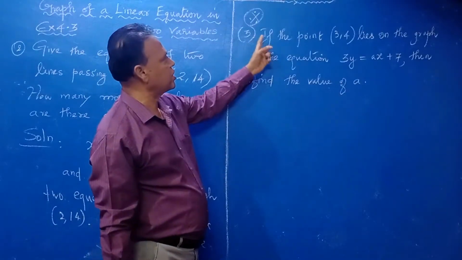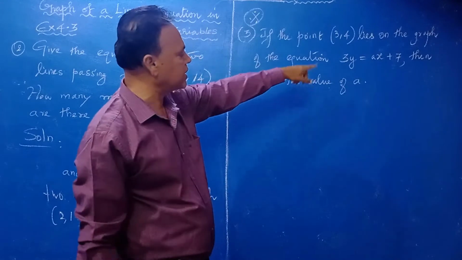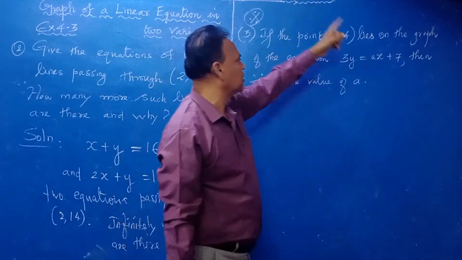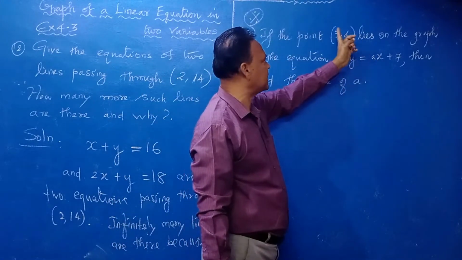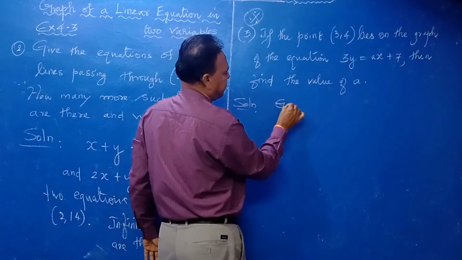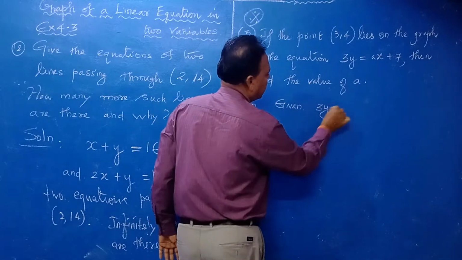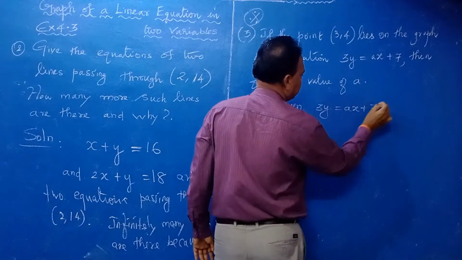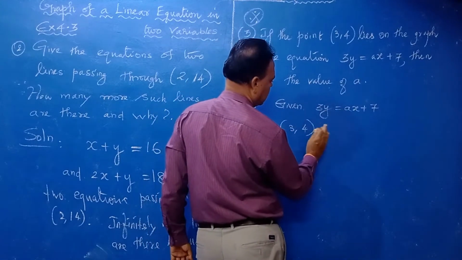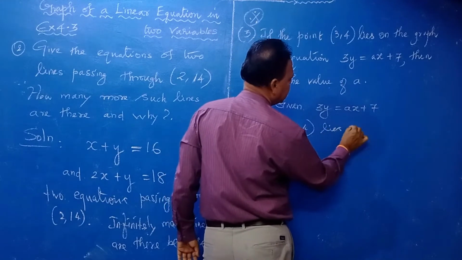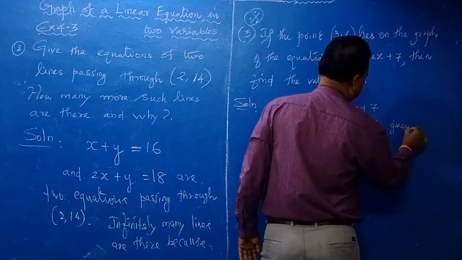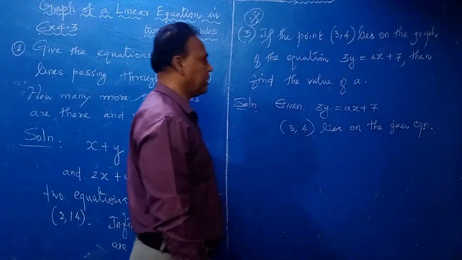You see next question, third question. If the point 3, 4 lies on the graph of the equation 3y equal to ax plus 7, then find the value of a. That means any point lies on this equation means it should be satisfied. That means x is 3, y is 4. Clear? So, solution: given 3y equal to ax plus 7. Okay. So, 3 comma 4 lies on the given equation.